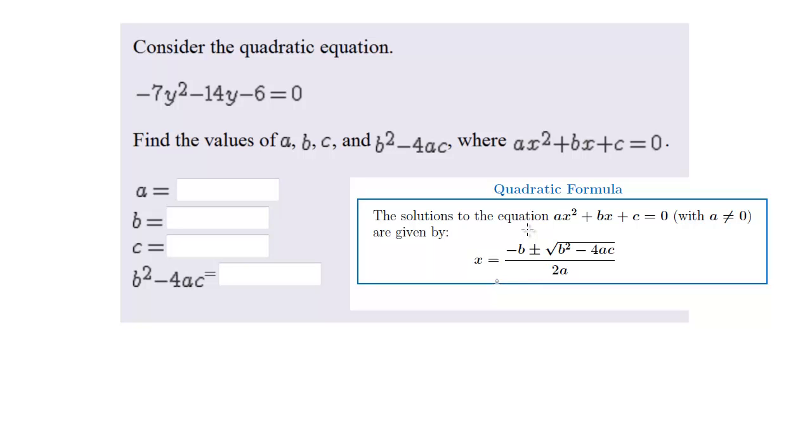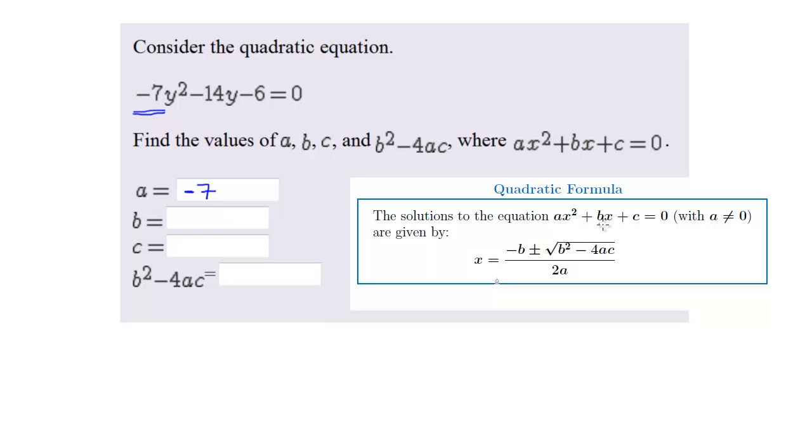Alright, so in order to use the quadratic formula, our equation has to first be set equal to 0. And our equation is set equal to 0. So we can proceed and just pull off the values a, b, and c. Notice a is the coefficient on x squared. So for our particular problem, a is the coefficient on the y squared, and so a is simply the number negative 7. Be sure to include the negative sign in front of the 7.